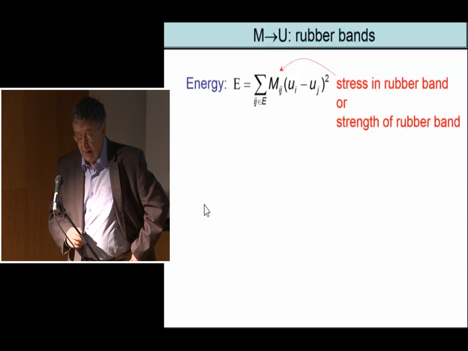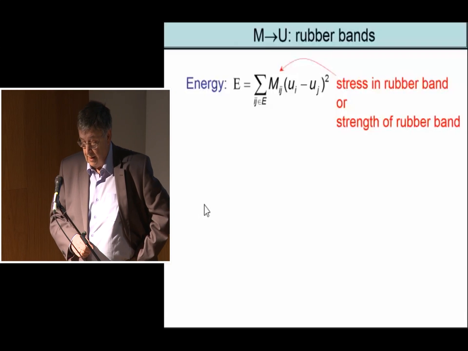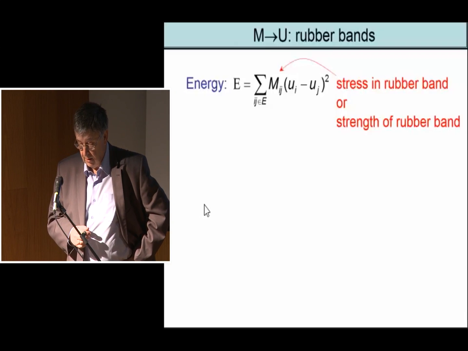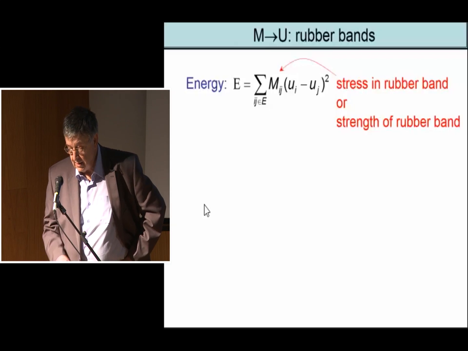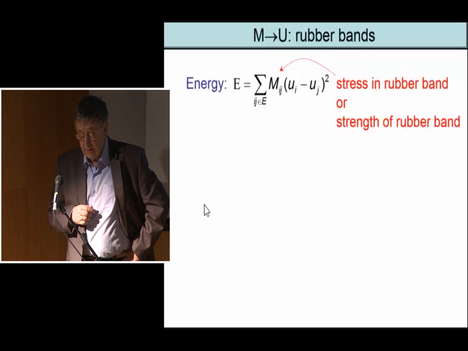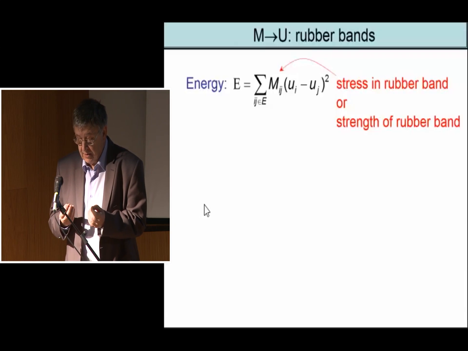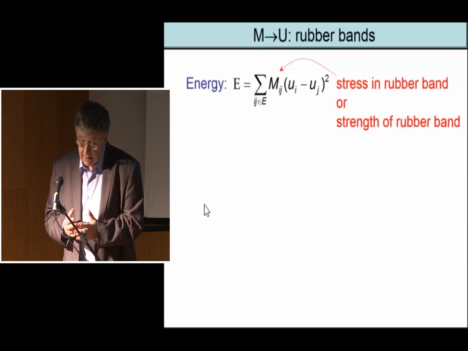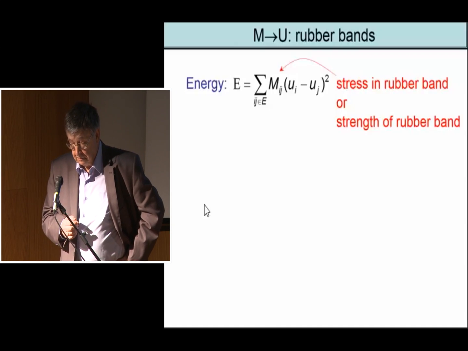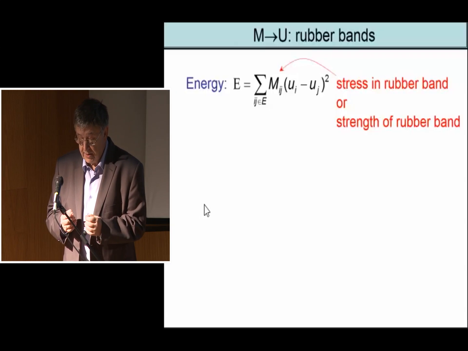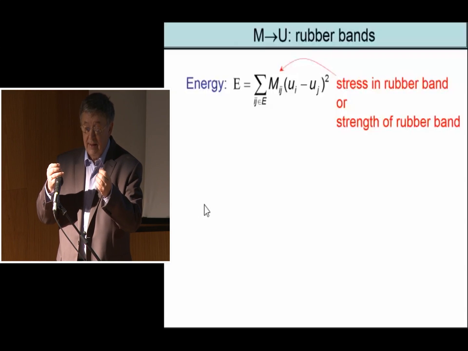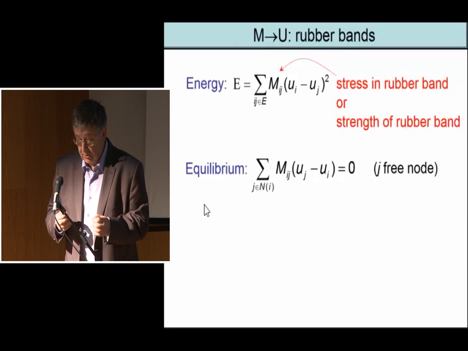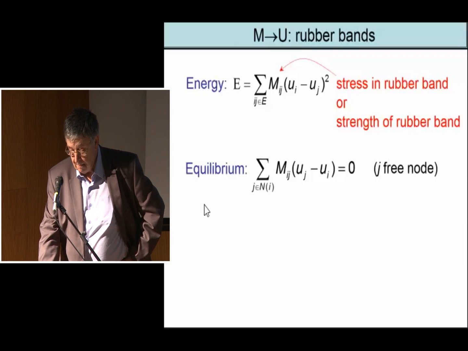So to analyze this, you look at the energy of this whole picture. Here, the Mij is the stress in the rubber band, or the strength of the rubber band. It only depends on the rubber band. It's a parameter associated with the rubber band. In this case, it's positive. And assume Hooke's law, which says that if you stretch the rubber band to length t, then the energy it will store is proportional to t squared. And then you sum it over edges, so that's the total energy of the rubber bands.